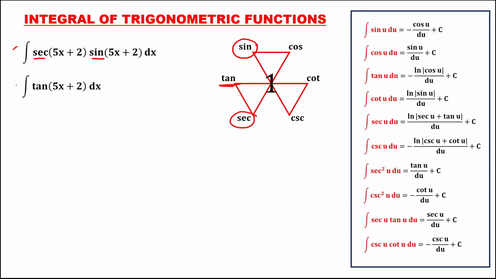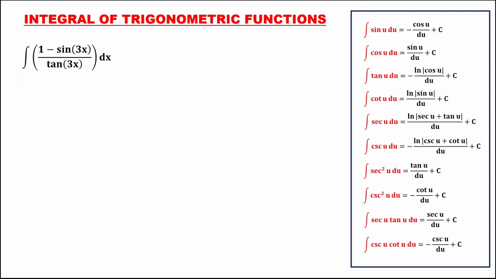Then to find out the integral using this equation, u is equal to 5x plus 2 and du. The derivative of 5x is 5, and the derivative of a constant is 0. So du is equal to 5. Then for the integral of tangent, that's negative ln, the absolute value of cosine u, or cosine 5x plus 2, over the derivative of u, so over 5, then plus c.